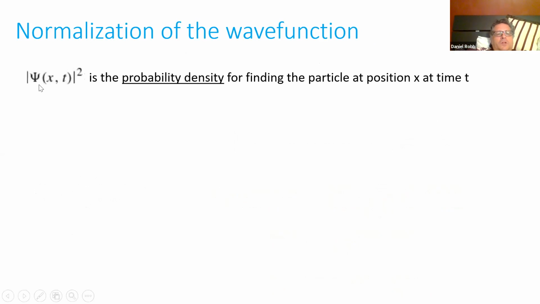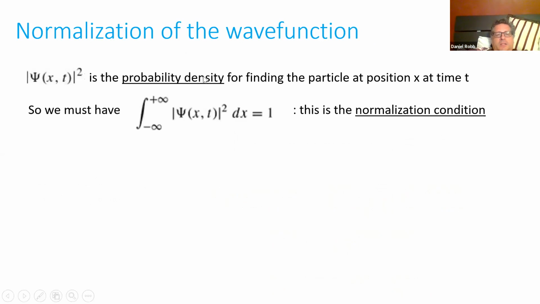Remember, we can say that psi, the wave function squared, is the probability density for finding the particle at position x at time t. We saw before that the postulate was that psi squared dx was the probability, but that's what we mean by the probability density. So the square of the wave function is the probability density for finding the particle at position x at time t.